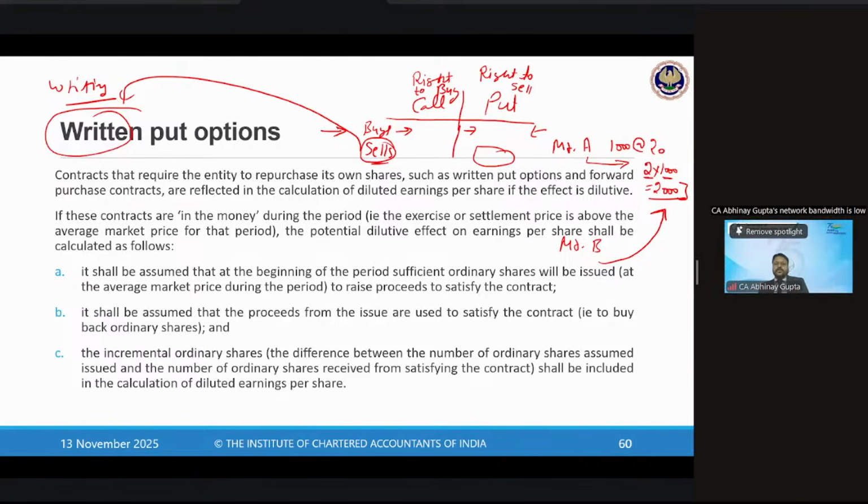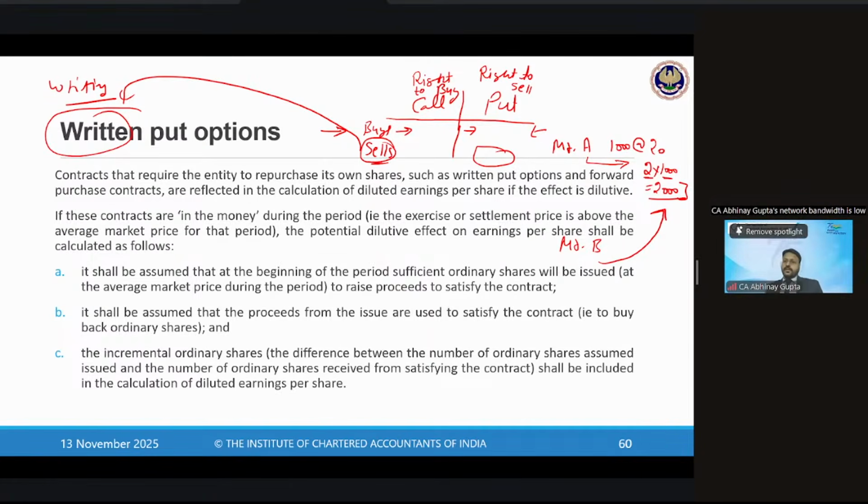So what eventually is happening? Mr. A is getting the right to ask for shares of the company, and Mr. B is getting the obligation to give or provide the number of shares Mr. A is asking for. Correct? So Mr. B is writing a call option here. Clear?